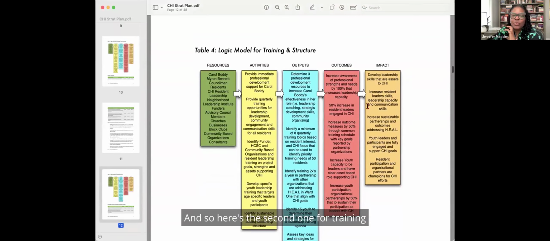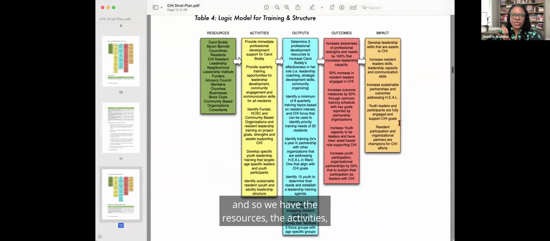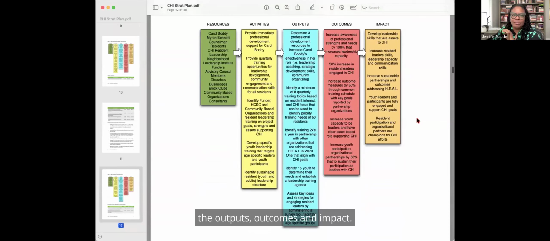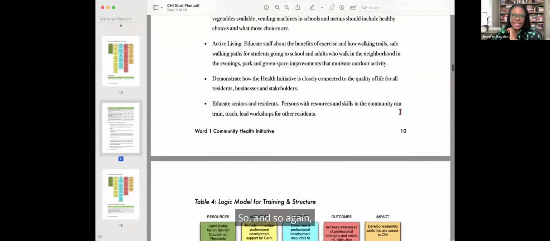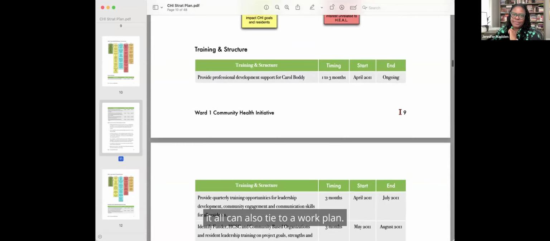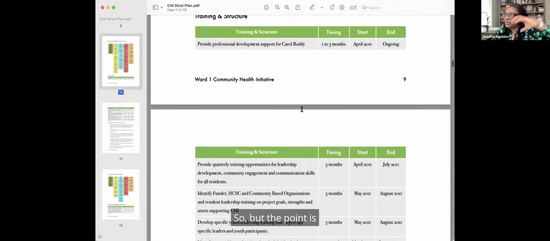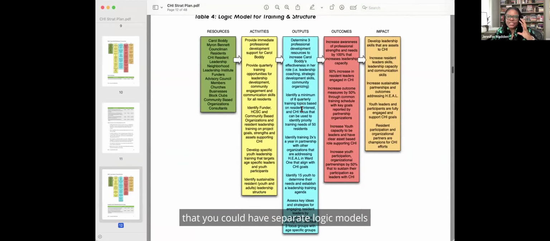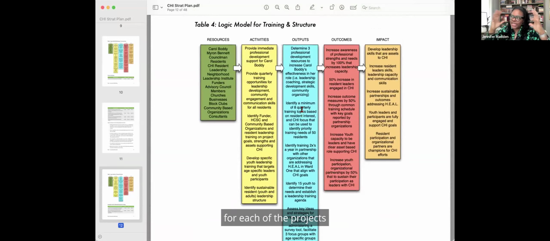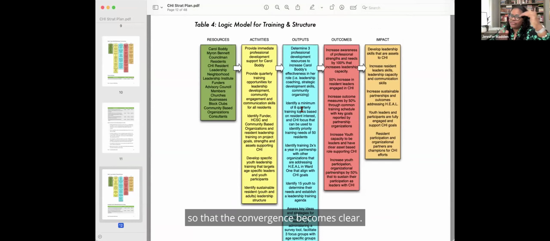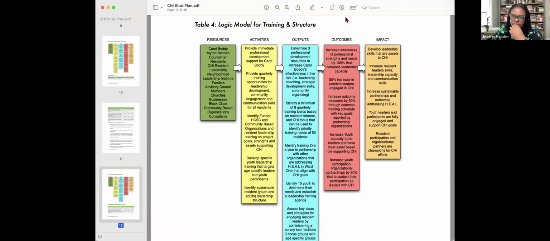And so here's the second one for training and structure, and so we have the resources, the activities, the outputs, outcomes, and impact. So again, it all can also tie to a work plan. But the point is that you can have separate logic models for each of the projects, or you can converge them into a single logic model so that the convergence becomes clear.